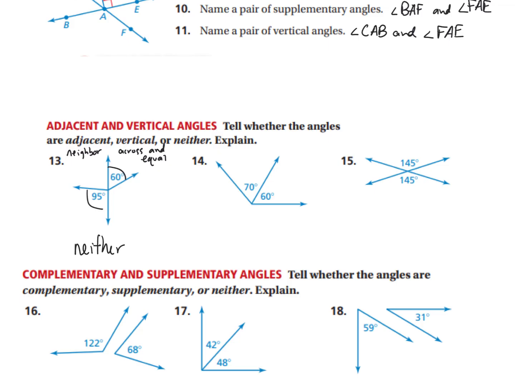Okay, these two put together, right, they share this common side right here. These would be adjacent. And then finally, these are two straight lines intersecting. They are equal to each other. This has to be vertical.